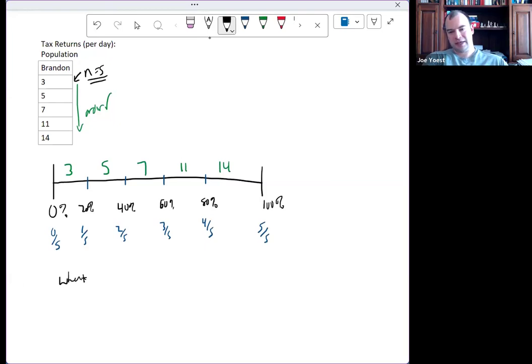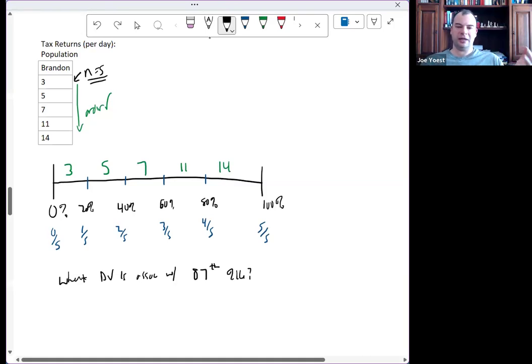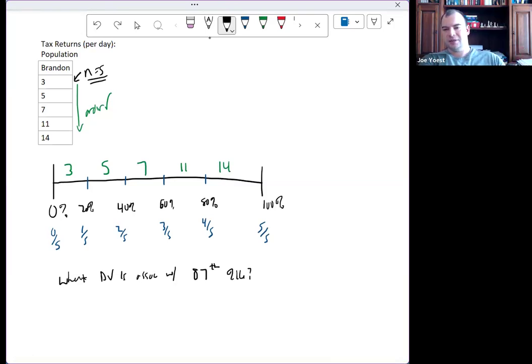What data value is associated with, say, the 87th percentile? Well, I noticed that that is in the 80% to 100% bin or range, and that's owned by 14. So 14 returns per day is the data value associated with the 87th percentile.